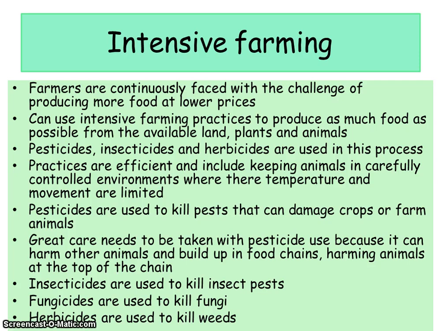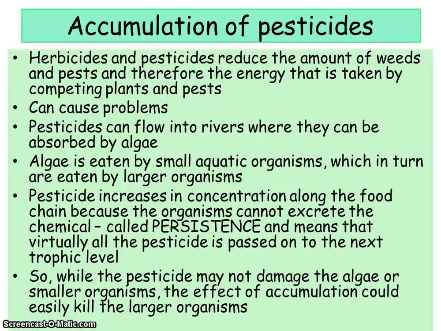And so we do say that this can cause a problem, because if you're spraying all these chemicals all the time, then those will accumulate in a food chain and can end up harming other organisms. And this is what we're talking about here. So herbicides and pesticides reduce the amount of weeds and pests, and therefore the energy that is taken by competing plants and pests, which can cause problems. The pesticides can flow into the rivers, where they can be absorbed by the algae. The algae is eaten by the small aquatic organisms, which in turn are eaten by larger organisms. The pesticide increases in concentration along the food chain because the organisms cannot excrete the chemical, and this is called persistence, and means that virtually all the pesticide is passed on to the next trophic level.